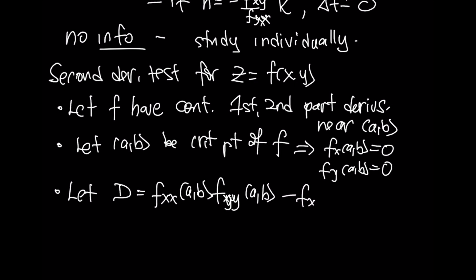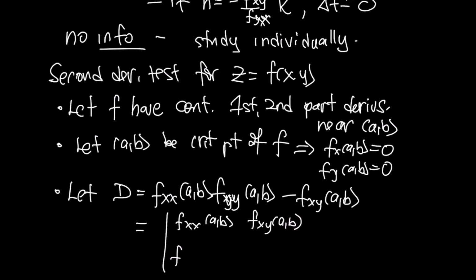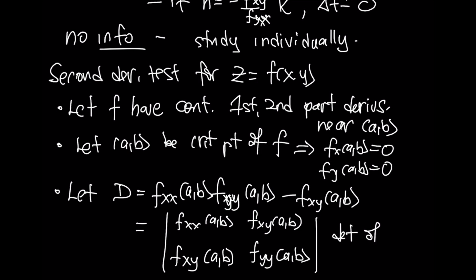Now, there's a very convenient way for you to remember this. This is simply the determinant of this matrix of partial derivatives. This matrix is called the Hessian matrix, named after a mathematician called Hesse. We are simply taking the determinant of this.